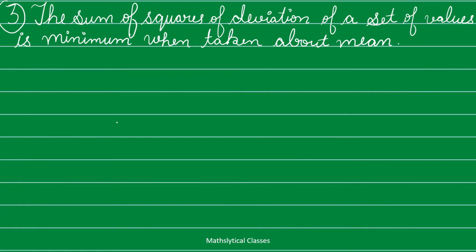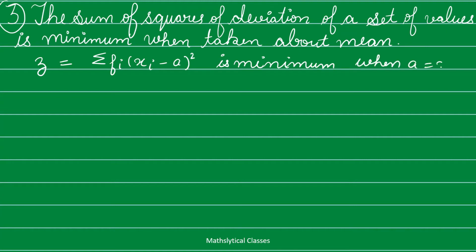Then the third property: the sum of squares of deviations of a set of values is minimum when taken about the mean. We'll take this function z. We have to prove that summation fi (xi minus a) square is minimum when a is equal to x bar. This is the sum of squares of deviations, and we have to prove that this sum is minimum when a is equal to x bar.